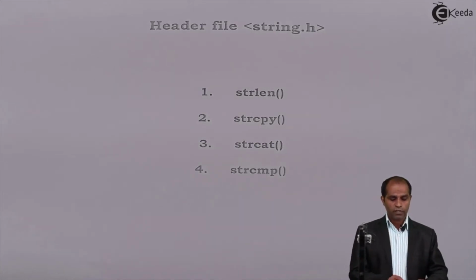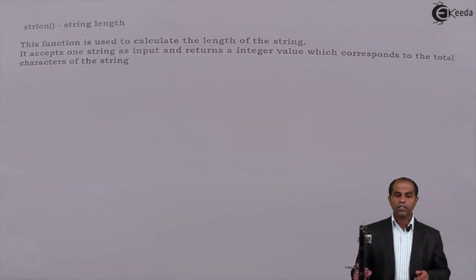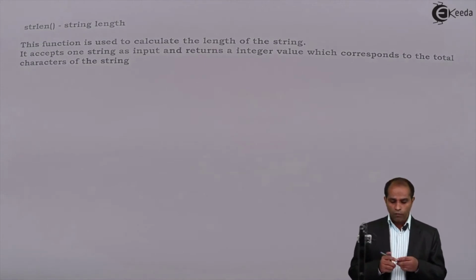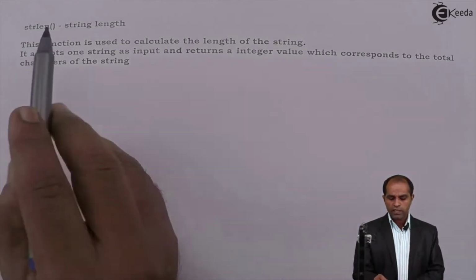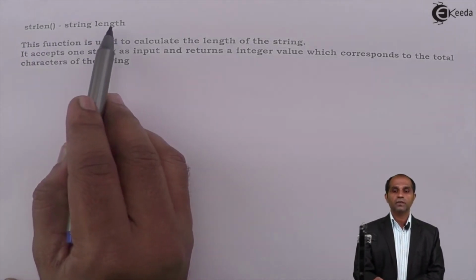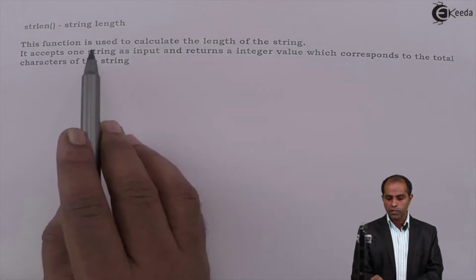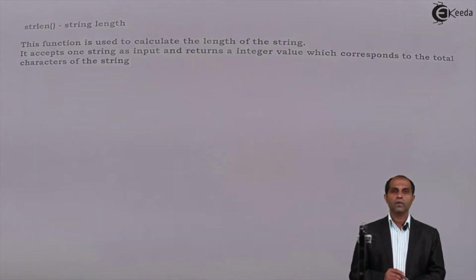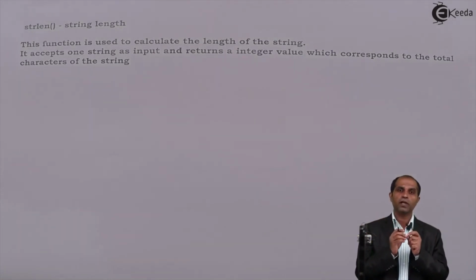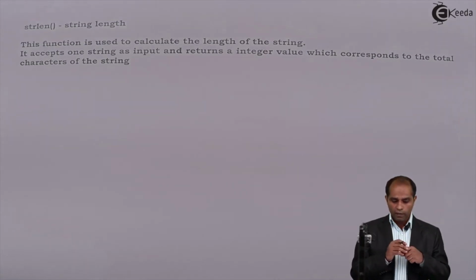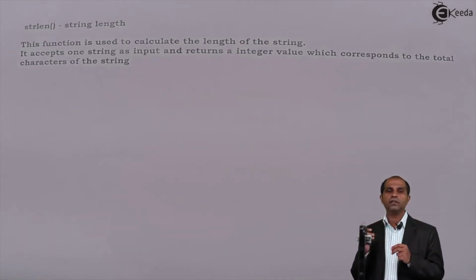So, how to present the first function? Let me use the first function as strlen. What are the things you're supposed to write for every function? The very first thing is the description of this particular function. So, I'll say the description of this function is string length. Then I'm supposed to say what this function is used for. The application of this function is to calculate the length of the string: how many characters are there in that particular string. That information is provided by the strlen function. And then I need to tell what it accepts and what it returns.